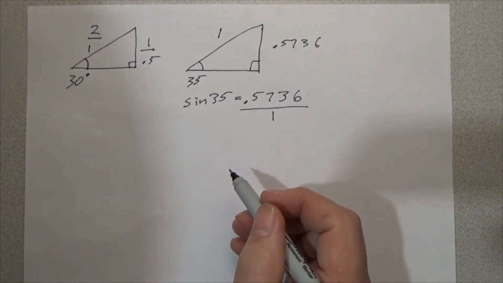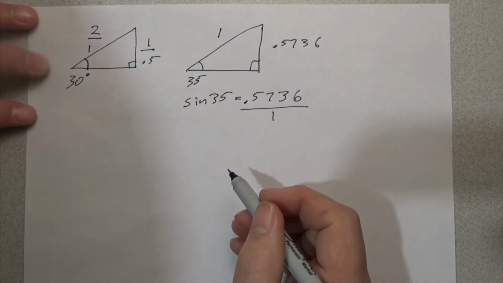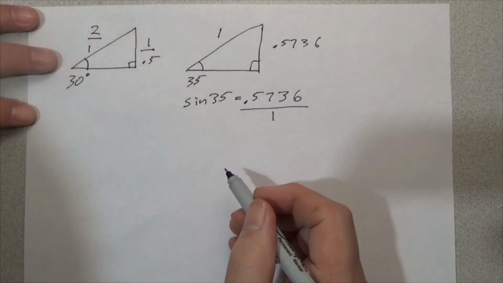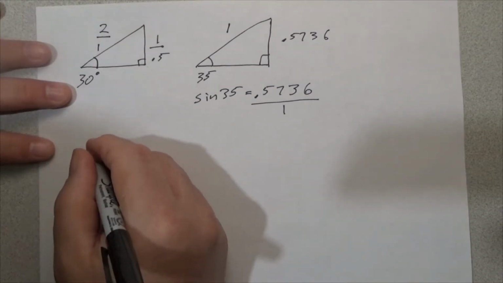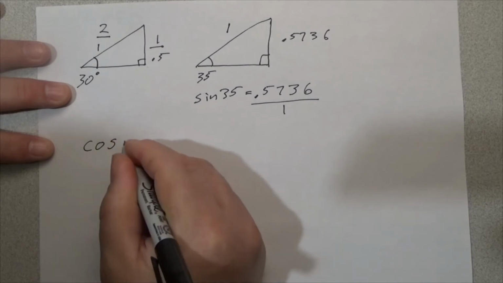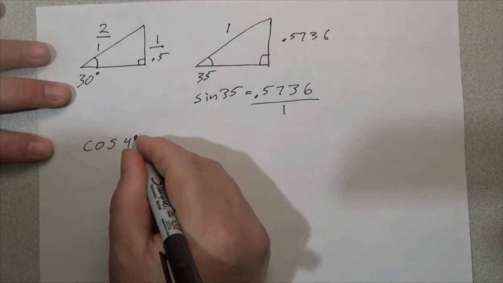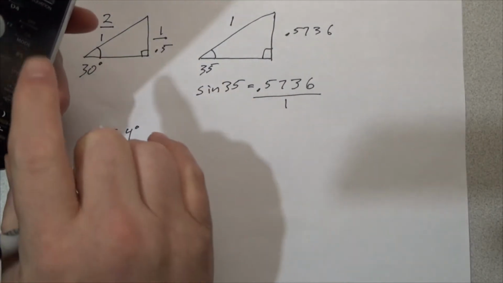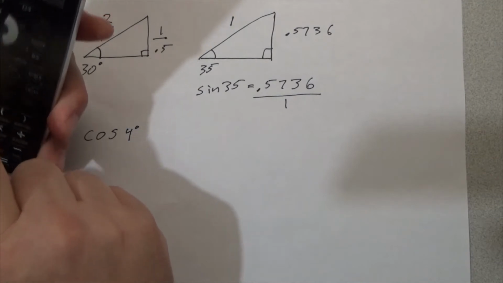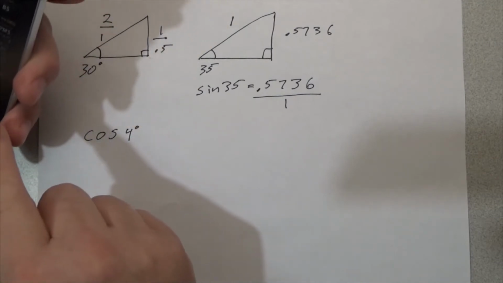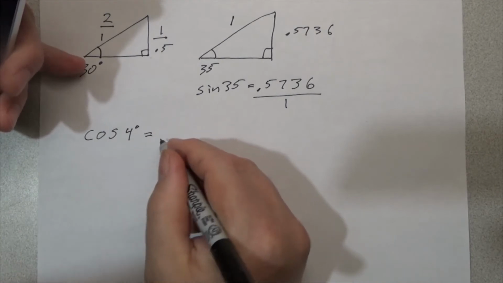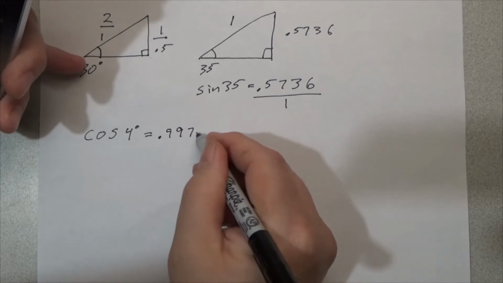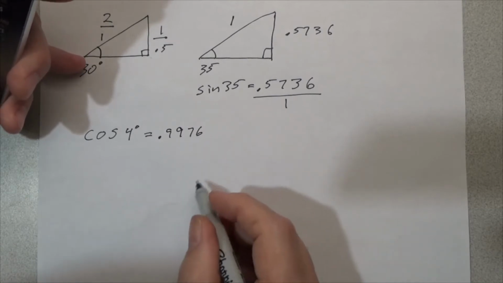7 through 36 has a whole bunch of them. Let's try cosine of 4 degrees. So number 12, cosine of 4 degrees. So in my calculator, I'll hit the cosine button this time, cosine and then just 4. That equals 0.9976. All right.